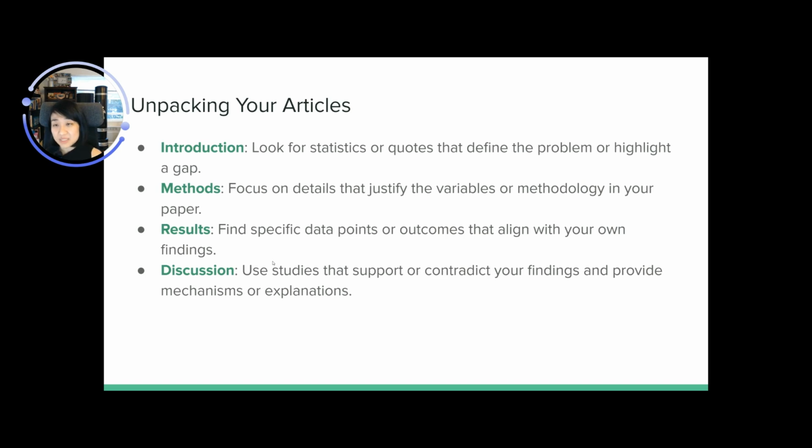And then in the method section, okay, oh, can I use this? Maybe I can use this detail to justify the variables or method in your own paper. And then when you look at somebody's results, you find specific data points or outcomes that can align with your own findings. That way, when you're writing this discussion, you can use it. And then in the discussion, okay, even though you may not use the exact thing, you can reference other studies that support or contradict your findings and provide mechanisms or explanation.